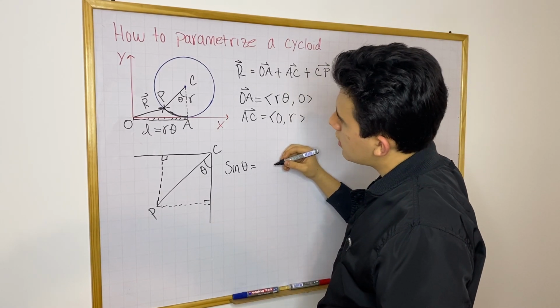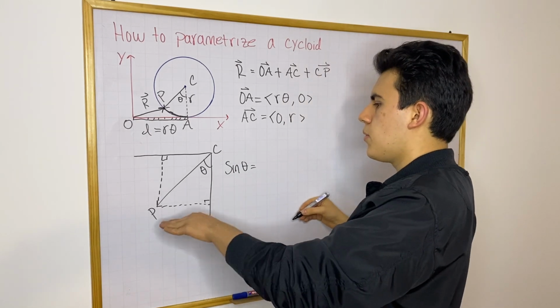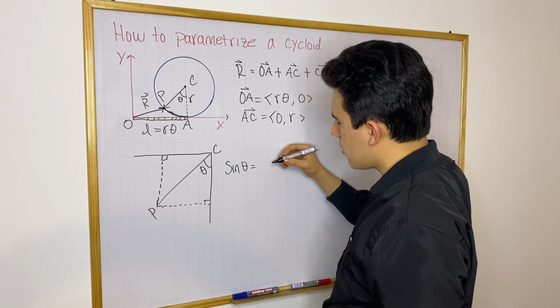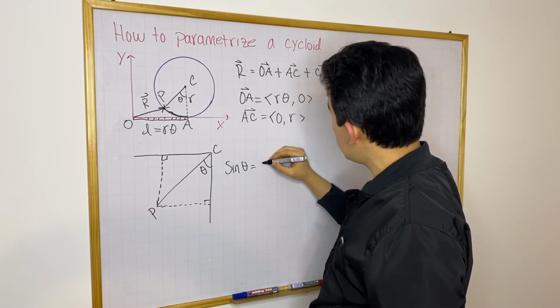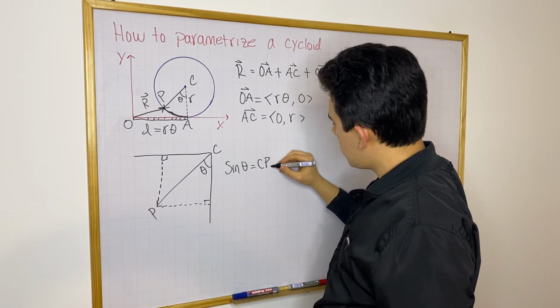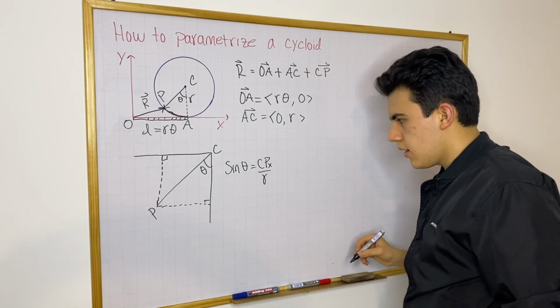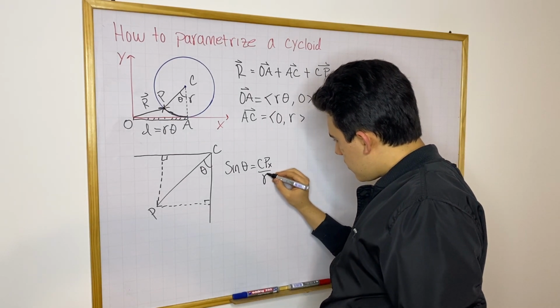That should be the horizontal component. We're using x as a horizontal, so it's going to be the x component. So I'm going to call this CPx, the horizontal component, divided by r, okay? And this is supposed to be an r.